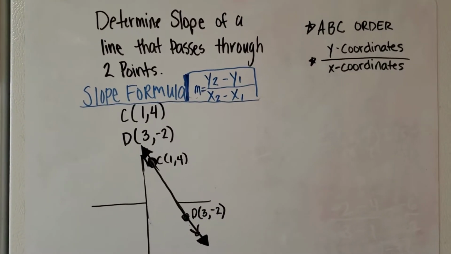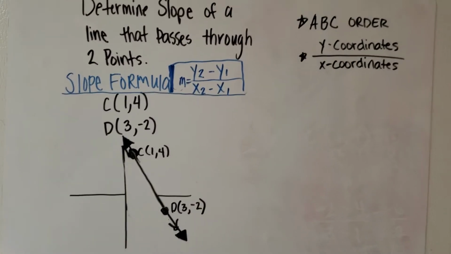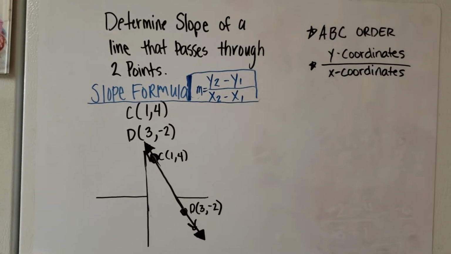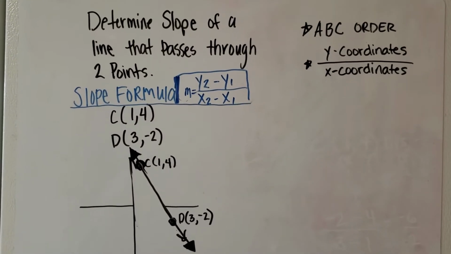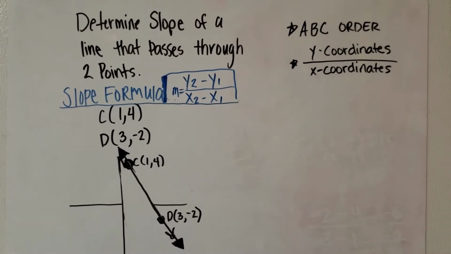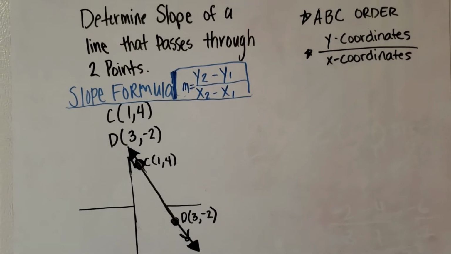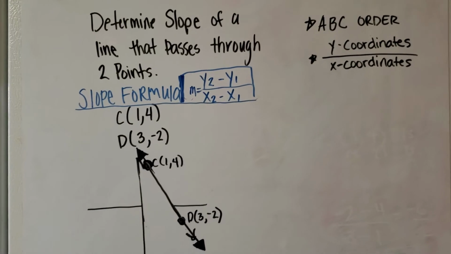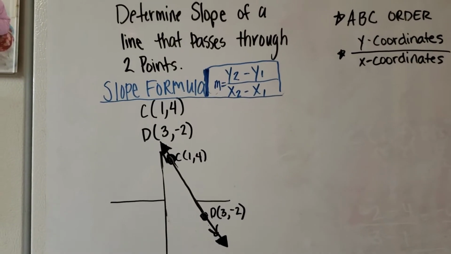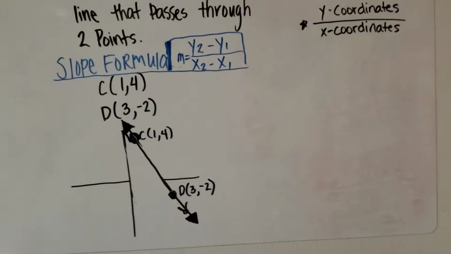Hey guys, so we're going to look at the worksheet that talks about determining slope whenever it passes through two different points on your coordinate grid. There are two examples that they walk you through on this particular worksheet, and we're going to focus on number 2.